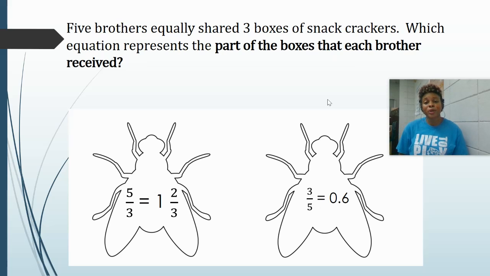5 brothers equally shared 3 boxes of snack crackers. Which equation represents the part of the boxes that each brother shares? Are we sharing crackers or are we splitting up brothers? What's my dividend? Think about it. I hope you picked the fly on the right. 3 out of 5, which is 6/10, which you will learn how to do when we get to fraction, decimal, and percent conversions. The fly on the right. The crackers are being divided among the brothers.